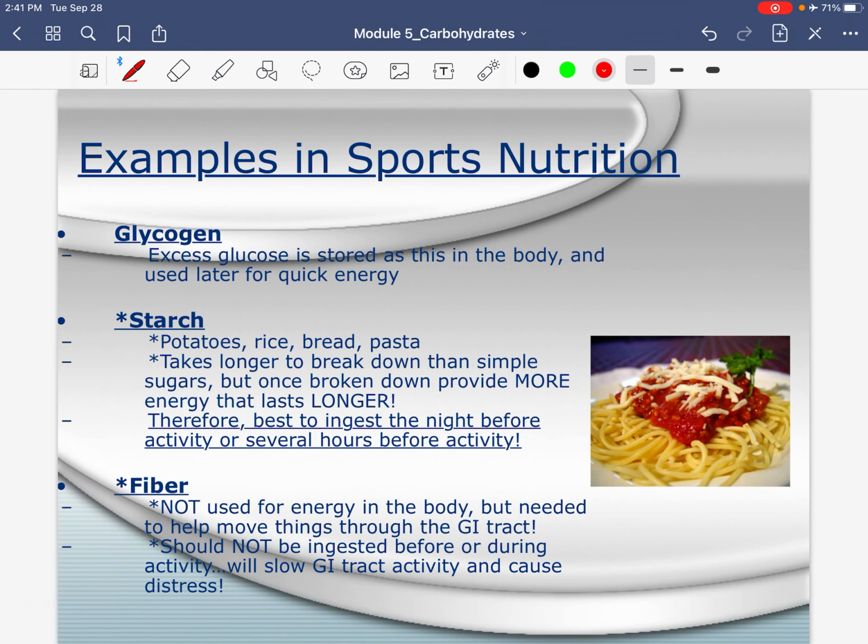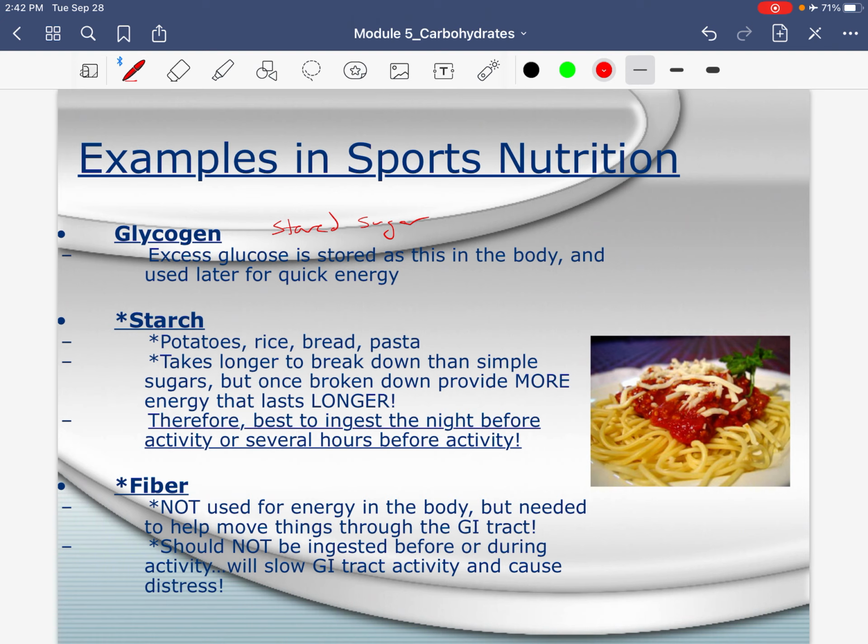Okay. What are some examples in sports nutrition of these polysaccharides? All right, glycogen, really important. We know that glycogen is our stored sugar in our body. So sometimes our muscles, if there's no immediate blood glucose, will just break down the glycogen because there's glycogen storage right in the skeletal muscles. So it can be broken down for energy.